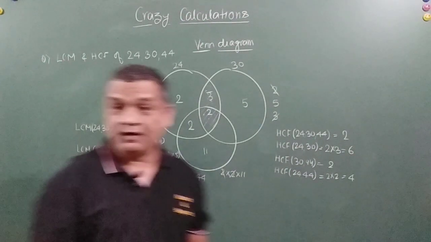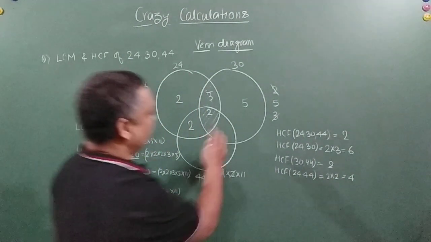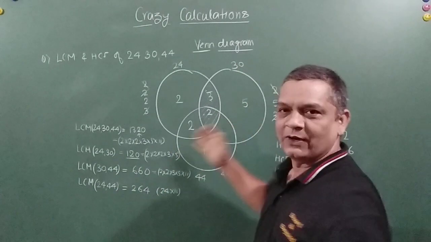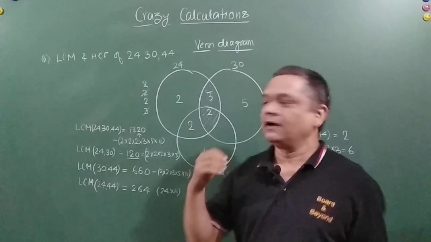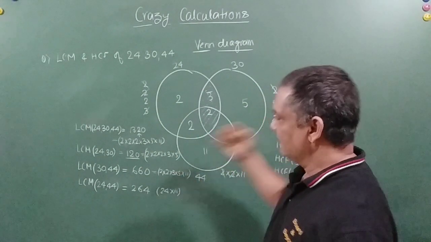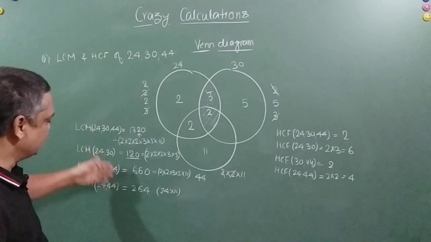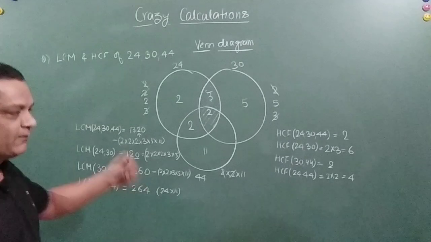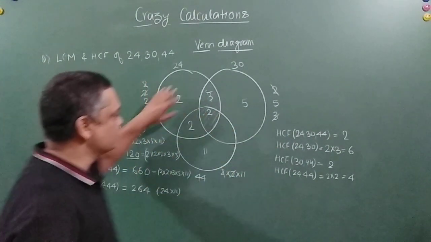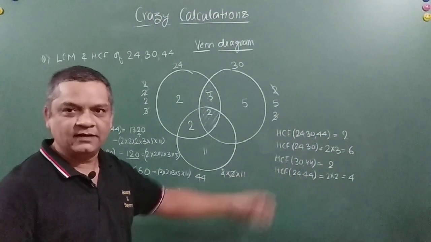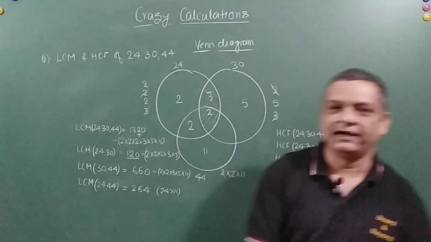Basically, we can go up to 4 numbers also, but things will keep getting complicated. So once you make this diagram, which we call a Venn diagram, things become clear to us. You can find out LCM of 2 numbers, LCM of 3 numbers, different combinations of numbers: 24 and 30, 30 and 44, 24 and 44. Similarly, you can find out HCF as well for all 3 numbers, or for any combination of 2 numbers. So this was the thing that I wanted to highlight to you today.